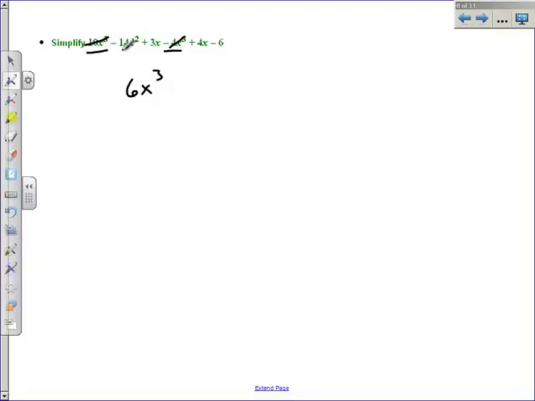And then I've got nothing else with the x squared, so that just stays negative 14x squared. And I've got 3x and 4x adds together to be plus 7x, and then of course minus 6 will be my constant term at the end. What's the degree of this polynomial? It's a 3rd degree polynomial. And the leading coefficient is a 6.